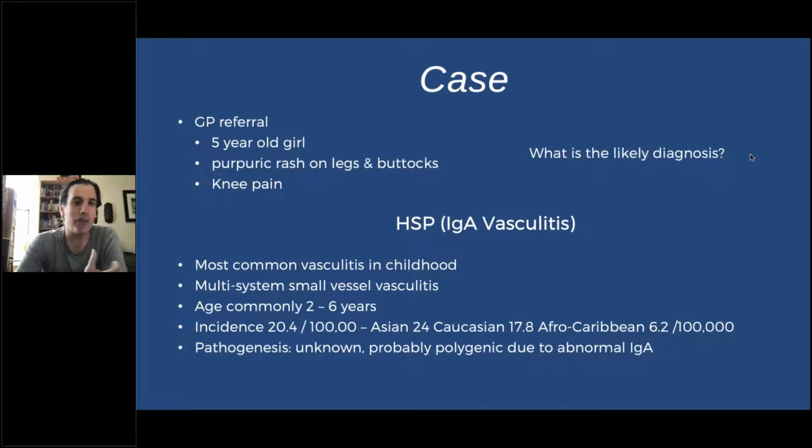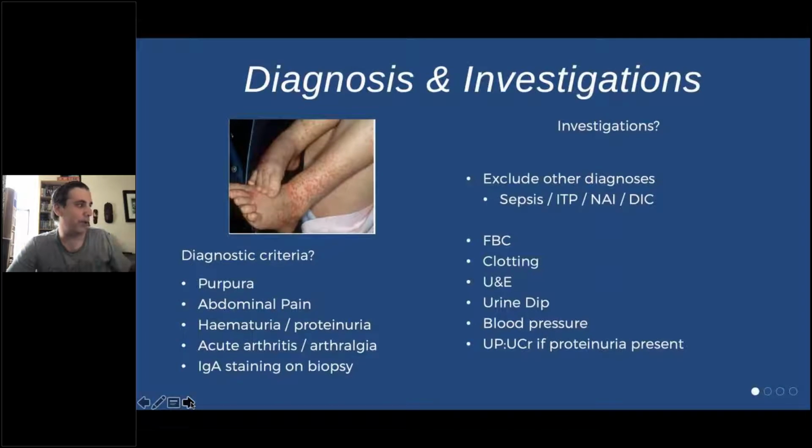The pathogenesis is unknown. It's supposed to be polygenic, and it's due to an abnormal IgA, and IgA is a major antibody present in most of the mucosal secretions. It is the first line of defense against most pathogens. And interestingly, it does show a seasonal variation, so you will see more in the winter and early spring.